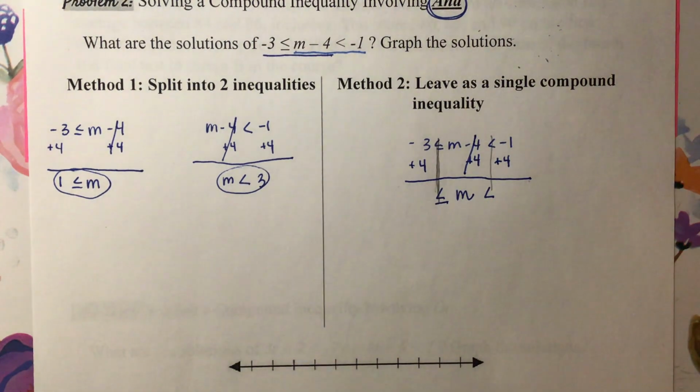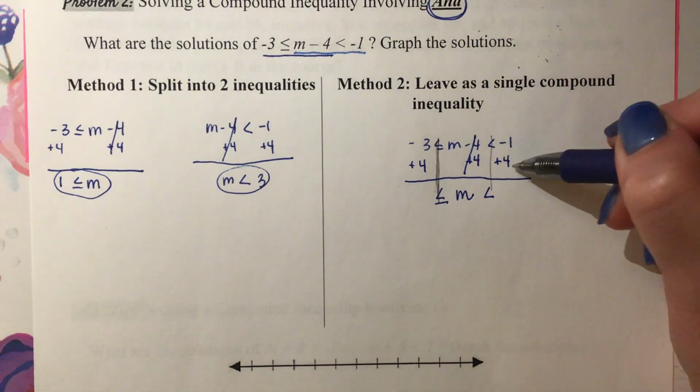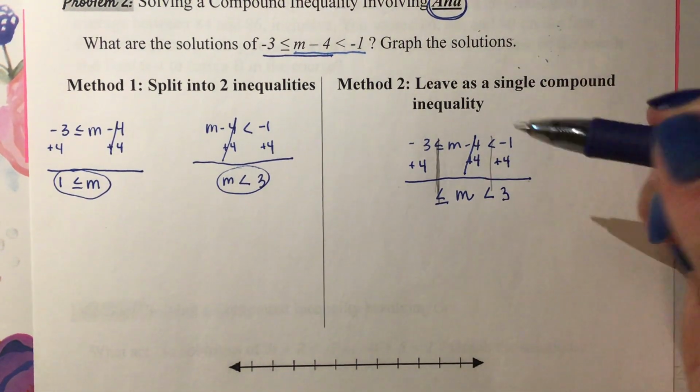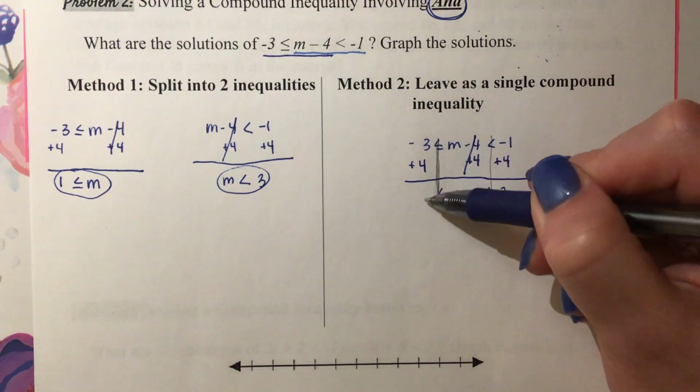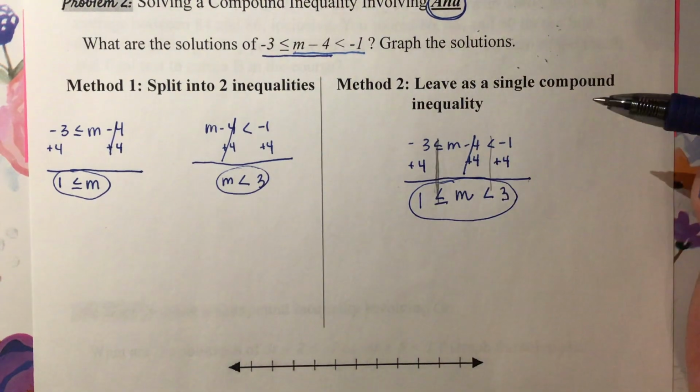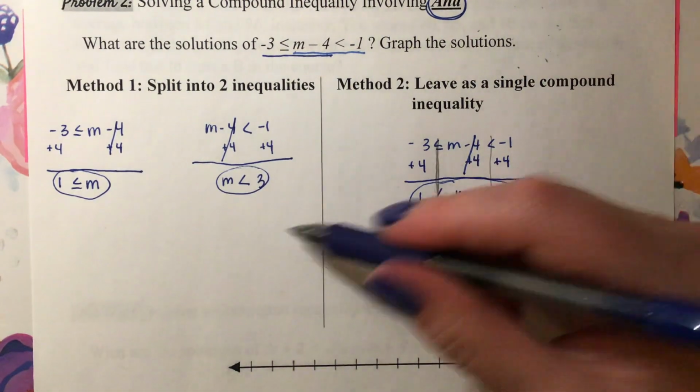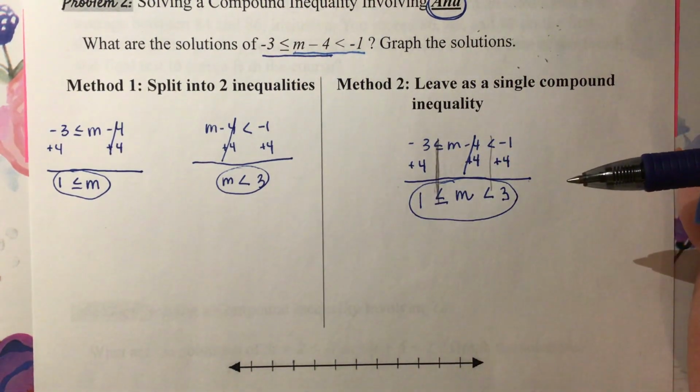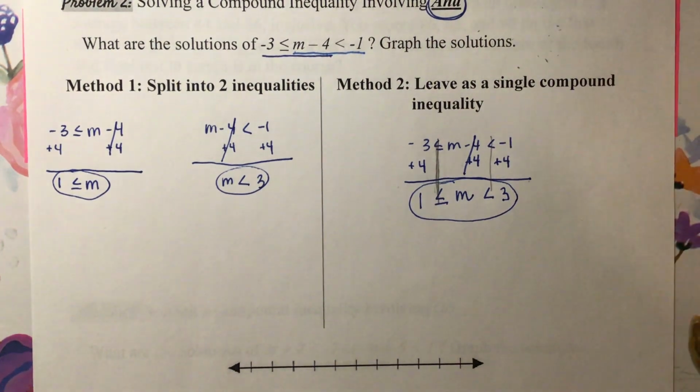were. Then I say, what's negative 1 plus 4? Well, that's positive 3. And what's negative 3 plus 4? That's positive 1. And here is my compound inequality once again. It's honestly the same amount of work. It's just whichever makes better sense for you.